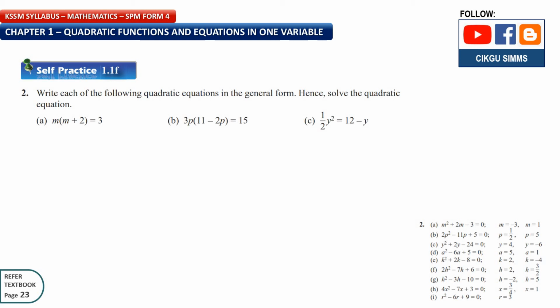Okay, let's see the second question. Write each of the following quadratic equations in the general form, hence solve the quadratic equation. So when you solve, you need to find the value of x. For question A, you need to find the value of m. For question B, you need to find the value of b. That means you need to find the value. So you need to write in general form first.